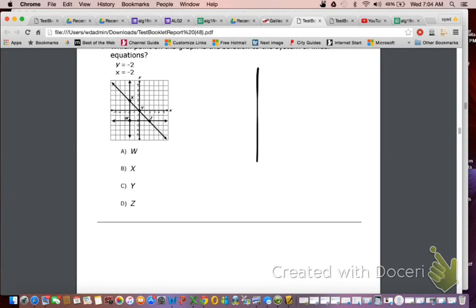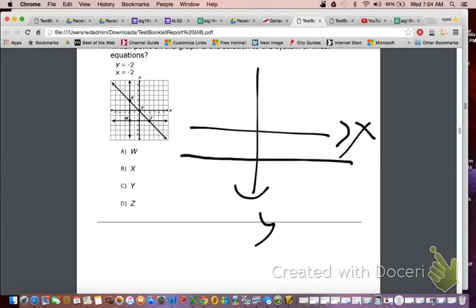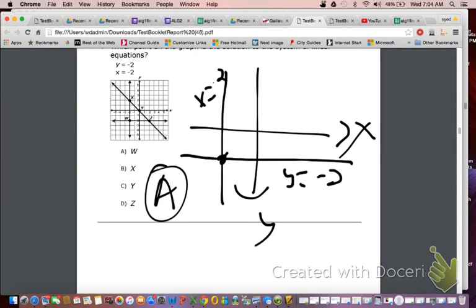Okay, so y is -2 is always this way, opposite. Your height is -2, right? This distance is always -2. And then x is -2 is right here. So your intersection has to be W, A. Okay.